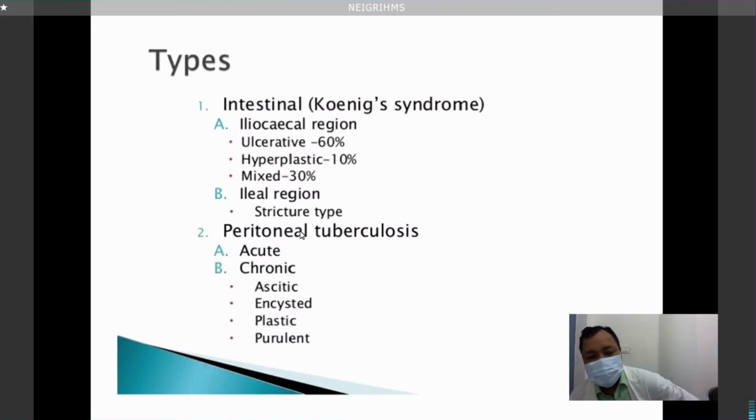In intestinal TB, the area most commonly affected is the ileocecal region. It can be of the ulcerative type, the hyperplastic type, or a mixed component can be there, or only the ileum can be involved. The other component is peritoneal tuberculosis per se, which involves the peritoneum and can manifest as an ascitic type, an encysted type, or the plastic type, which we call the cocoon, or purulent ascites may be there.